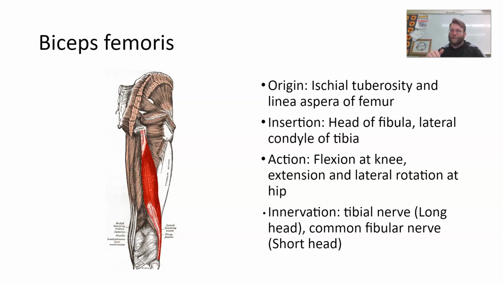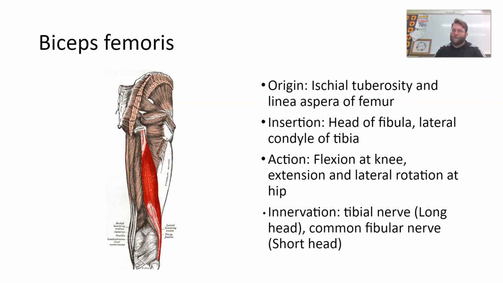It's going to originate on the ischial tuberosity, so it goes from where you're sitting on your butt. Remember that the ischial tuberosity is that butt bone that you're sitting on. It's going to go down to the linea aspera on that posterior side of the femur, so it's running the entire length there. And it's going to insert, then go around all the way to the head of the fibula, the top part of the fibula where it meets the lateral condyle of the tibia. So it kind of runs around the entire back of your leg.